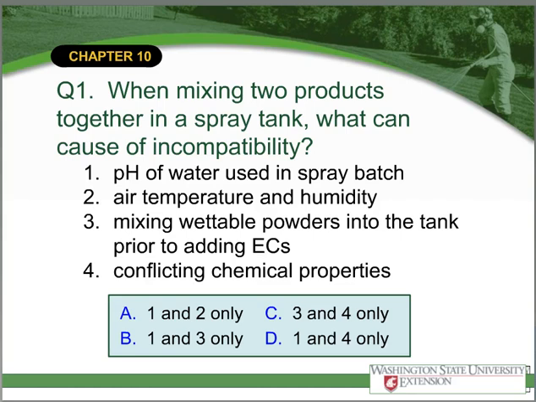Question 1. When mixing two products together in a spray tank, what can cause incompatibility? 1. pH of water used in spray batch. 2. Air temperature and humidity. 3. Mixing wettable powders into the tank prior to adding ECs. 4. Conflicting chemical properties. A. 1 and 2 only. B. 1 and 3 only. C. 3 and 4 only. D. 1 and 4 only. Answer D. pH and chemical properties can cause chemical incompatibility.